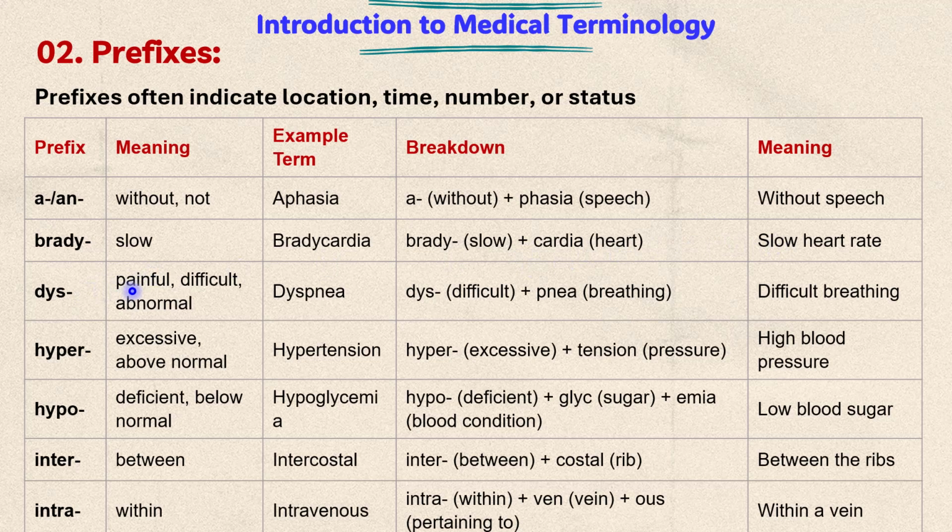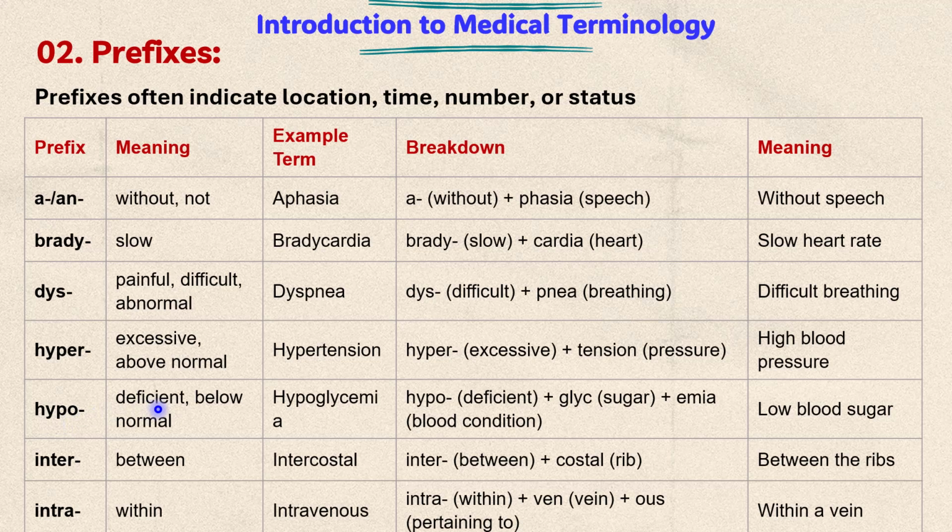Dys means painful, difficult, or abnormal. For example, dyspnea. Here dys is difficult. Pnea means breathing, so difficult breathing. Hyper means excessive or above normal. For example, hypertension. Hyper means excessive, tension means pressure. So the meaning is high blood pressure.